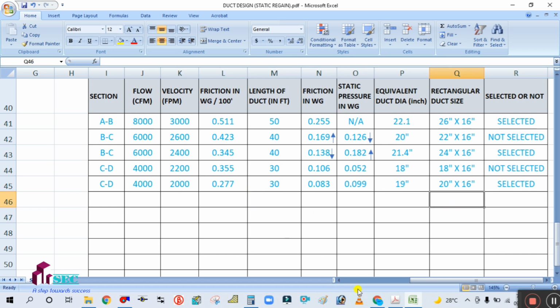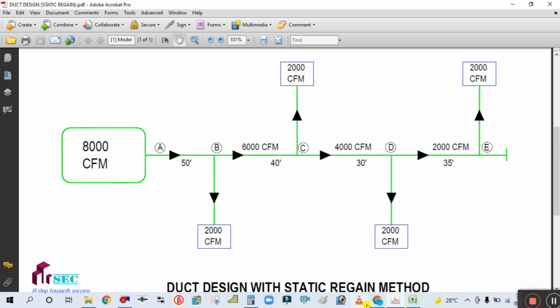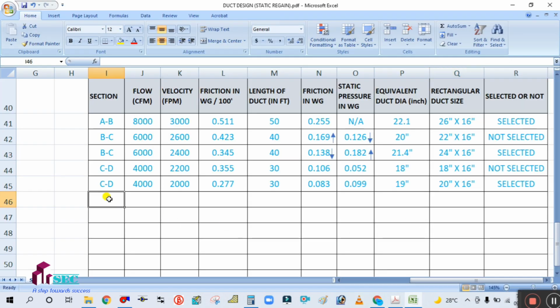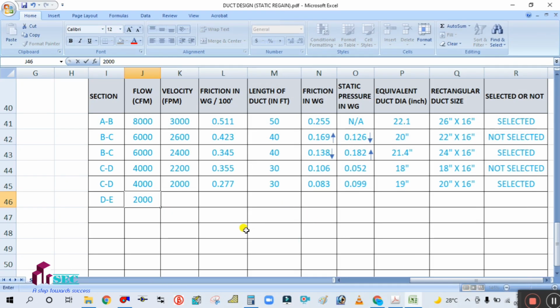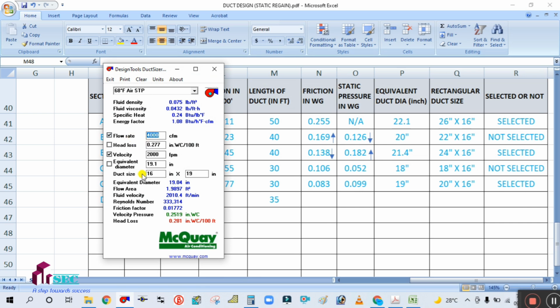Okay. Now next section is D to E. So D to E here. What will be your flow? CFM is 2000 and now we are assuming 1800. Just assume velocity and check. And duct length is 35 feet. Okay, so 35 feet. And put these two values here, 2000. Okay, and velocity is 1800 feet. So we are getting 16 inch by 11 inch.